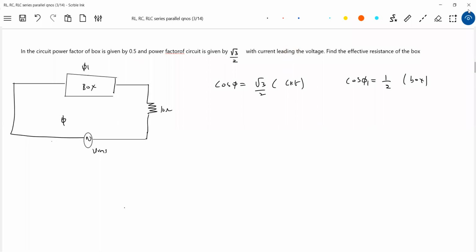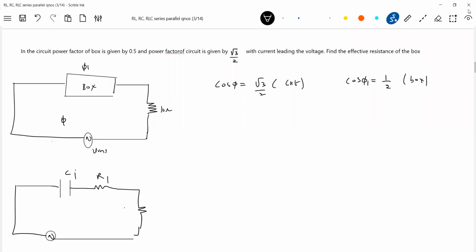So if I replace this, a capacitor C and a resistor R should be there, and this is resistance. The interpretation you have to do like this. Let me call this R2. This is that box. Fine, I think now get into the problem.